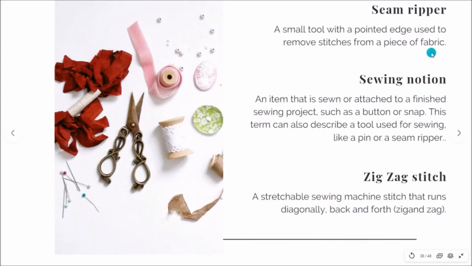Seam ripper, we talked about earlier, is a small tool with a pointed edge used to remove stitches from a piece of fabric. And then a sewing notion is a general term for an item that is sewn or attached to a sewing project, such as a button or a snap, but it can also be used to describe a tool for sewing, like a pin or a seam ripper. So you will see sewing notion used in those two ways. Zigzag stitch is a stretchable sewing machine stitch that runs diagonally back and forth in a zigzag pattern.